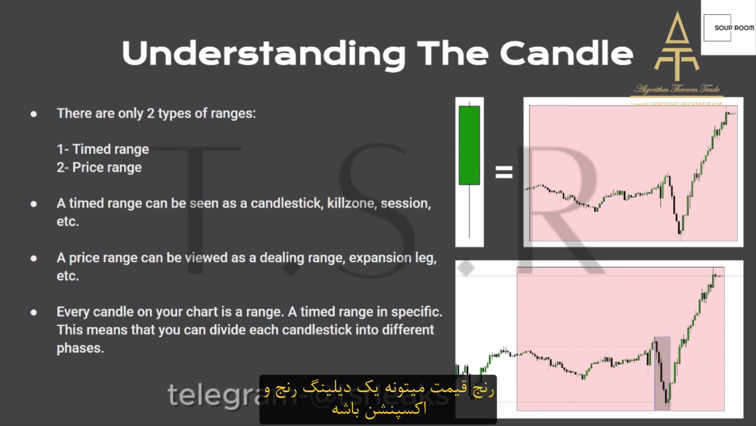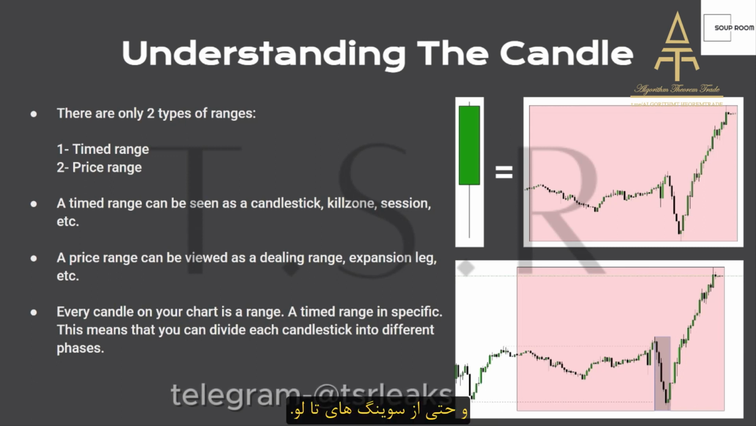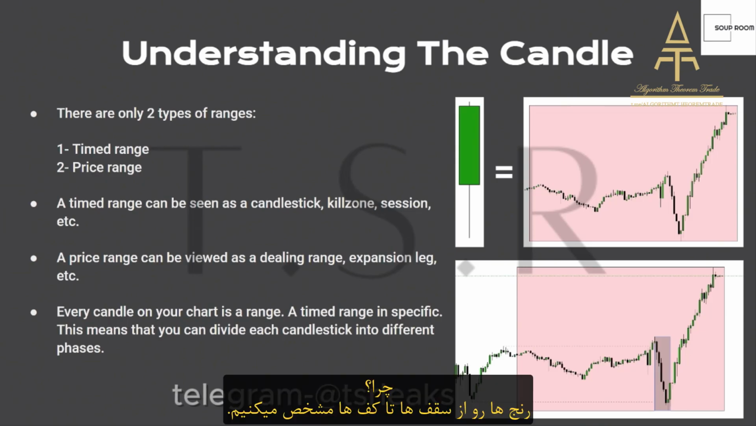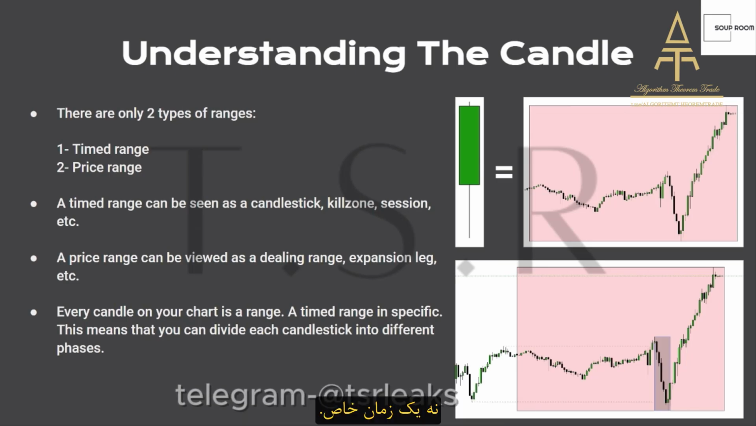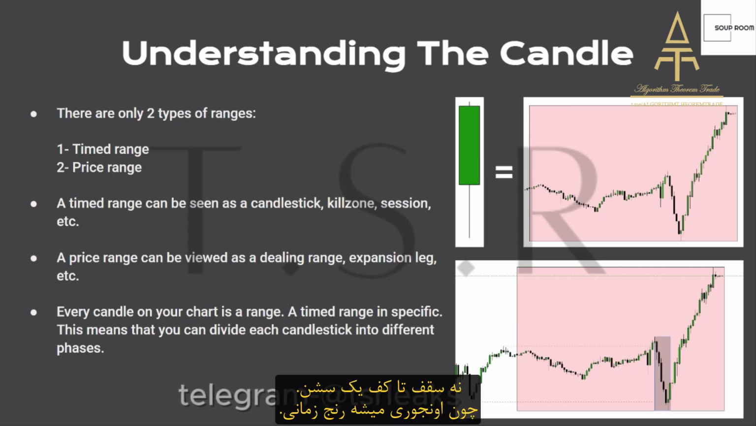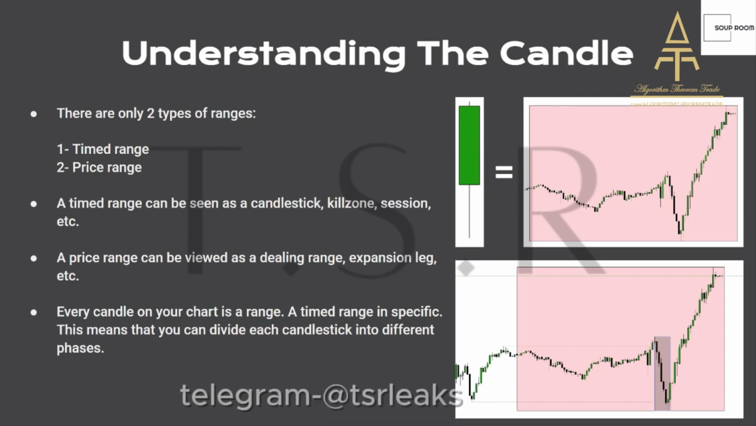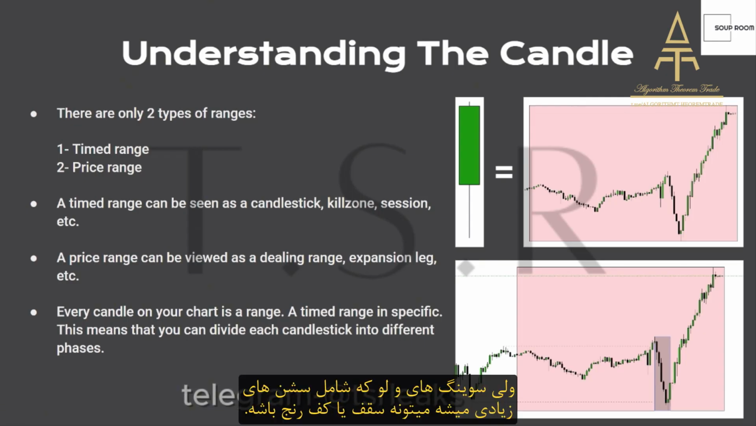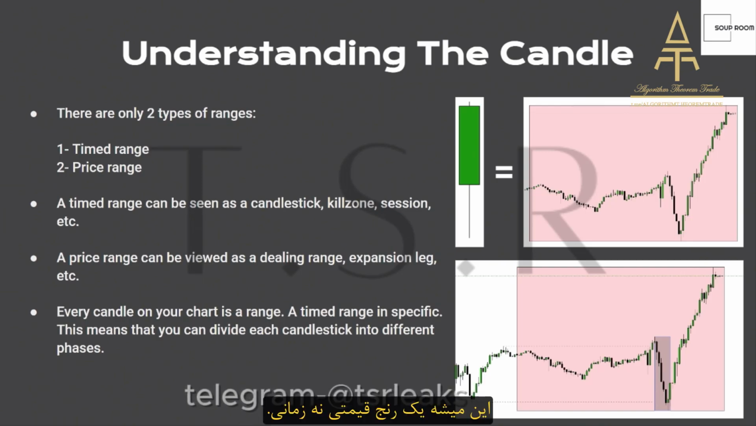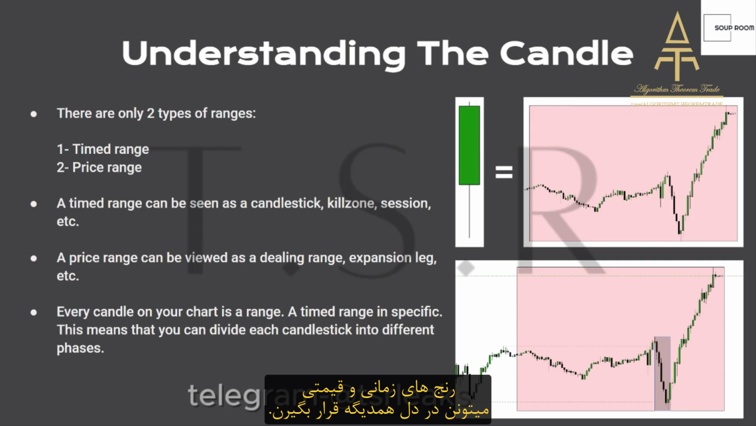Now, a price range can be viewed as a dealing range, an expansion leg, a swing high to swing low, anything in the charts that you see. Why? You are measuring a price range from highs and lows. All right, not a specific time, not a session high and session low. That would be a timed range. However, a swing high and swing low that overlaps multiple sessions, mainly for swing traders, right? This is a price range and not a timed range. There will be price ranges within timed ranges and timed ranges within price ranges, okay?